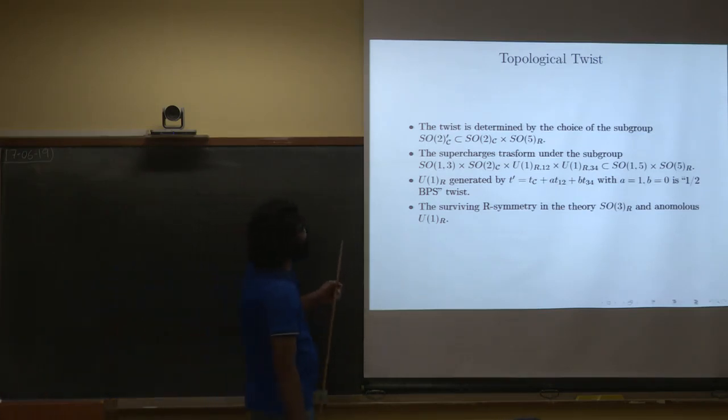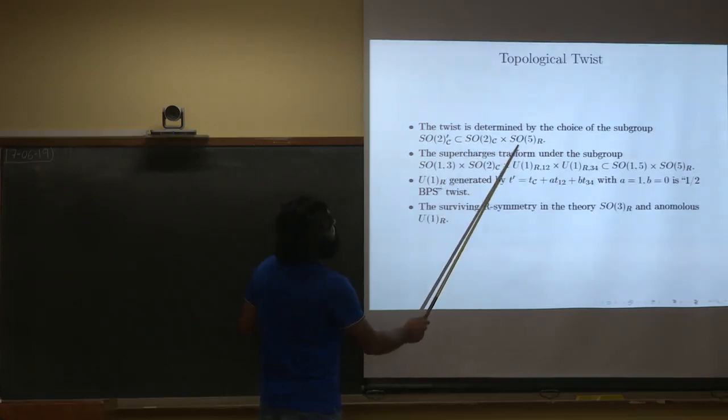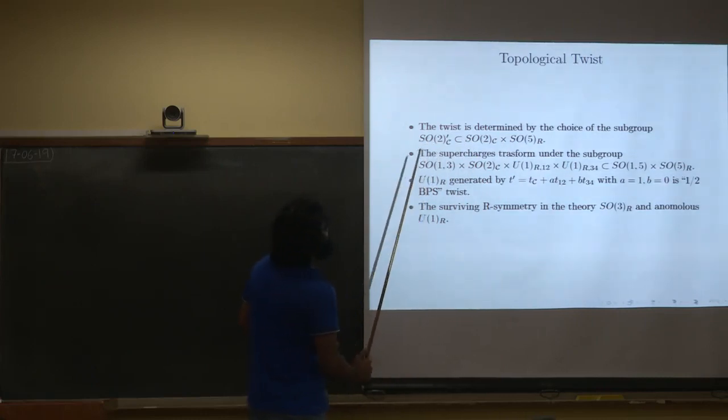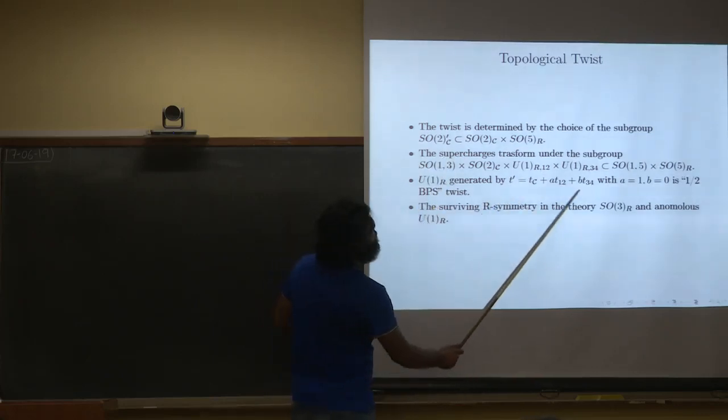Algebraically, what you can do is you can make a choice. You can make a choice of a product of a subgroup from a product group of a structure group on the Riemann surface and the R symmetry of the theory X. And that's what we're going to call SO2 prime C. So this group is generated by this particular element over here.